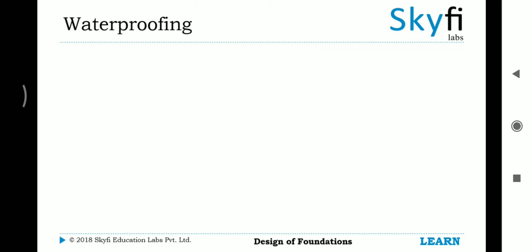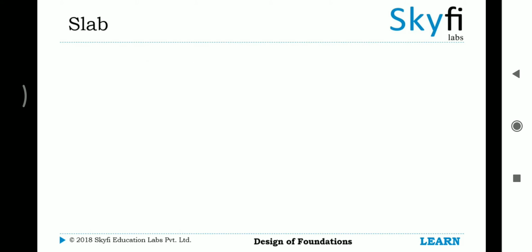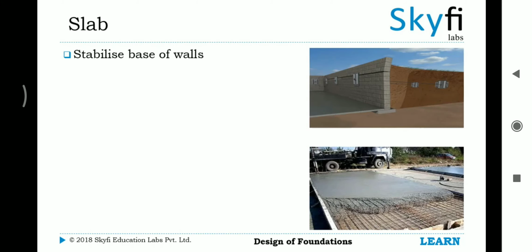Sometimes, a waterproofing sealant is used to stop water from coming in through the walls and into the building's basement. The sealant is applied to all of the exterior foundation walls that are below grade. This is why during excavation of the foundation, extra room is left beyond the perimeter of the actual foundation. A slab is also placed at the base to stabilize the base of the walls. This slab is usually of thickness 3 to 4 inches.